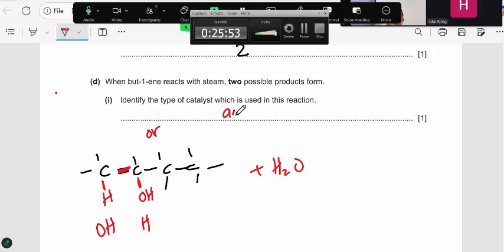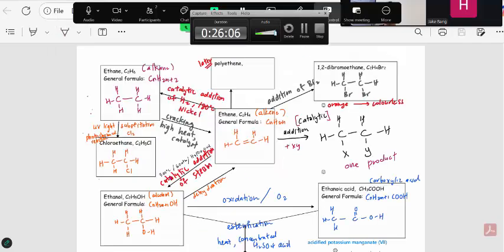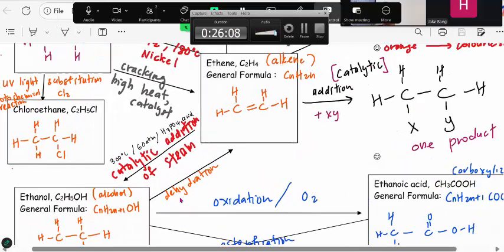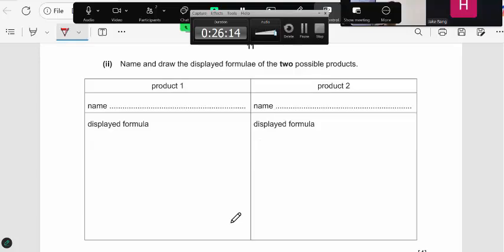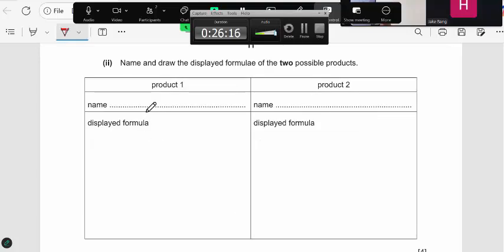The catalyst is phosphoric acid. If you can just remember the word acid, that's enough already. There, our flowchart, this one there: 300 degrees Celsius, 60 atmospheres, and phosphoric acid. Get it? Okay. I drew it for you already. So the products are butan-1-ol and butan-2-ol.